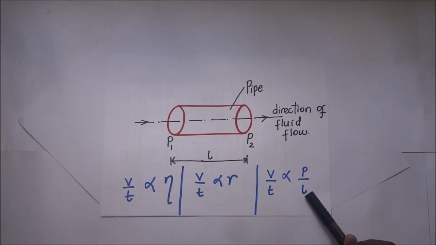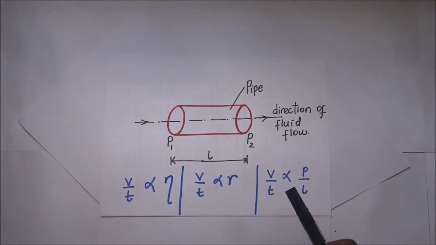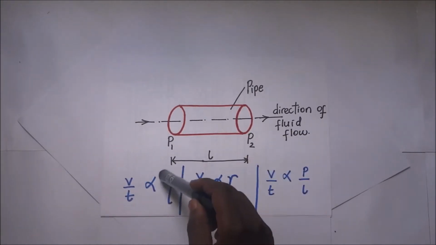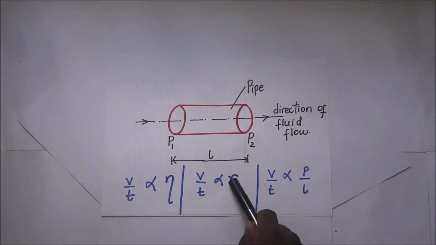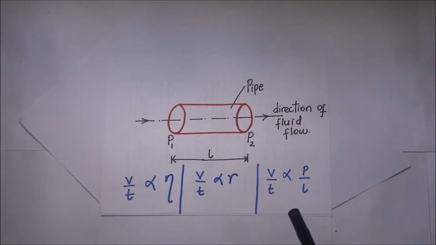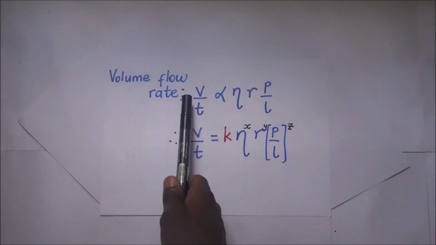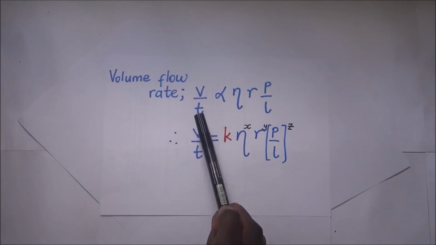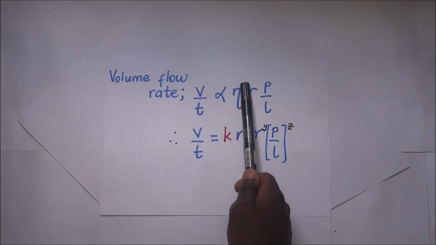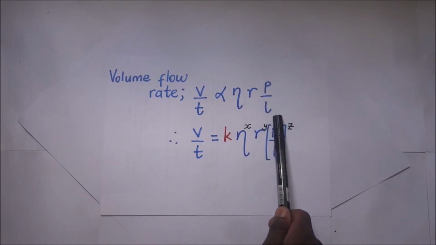So when we are talking about steady flow of a liquid through a tube like that, according to Poiseuille's formula, this steady flow is affected by these three factors, which are the radius, the pressure gradient, and the viscosity. Now combining these three gives us something like this: volume flow rate, the rate at which that fluid is flowing at steady state condition, is directly proportional to the coefficient of viscosity, the radius of the pipe, and the pressure gradient.